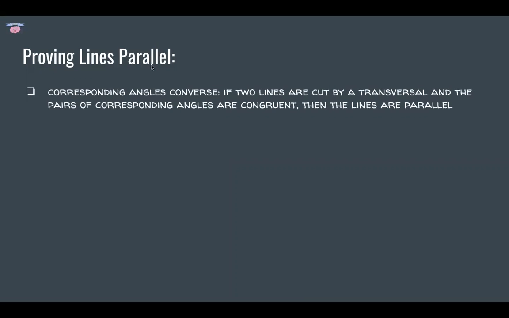Corresponding angles converse: if two lines are cut by a transversal and the pair of corresponding angles are congruent, then the lines are parallel. Let me just draw two lines. This looks parallel, yes, but on an actual geometry test, they might not look parallel. It'll say like figure not to scale. That's what test makers love to do. So these are the corresponding angles. And if they're congruent, let's say we know they're congruent, then these lines are parallel. Simple as that.